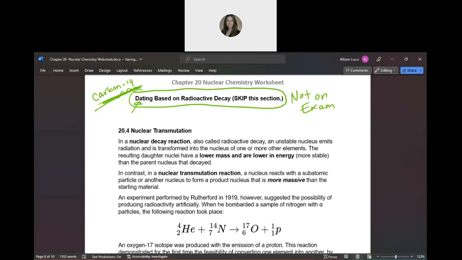So next time we'll pick up with section 20.4, and that is on nuclear transmutations.